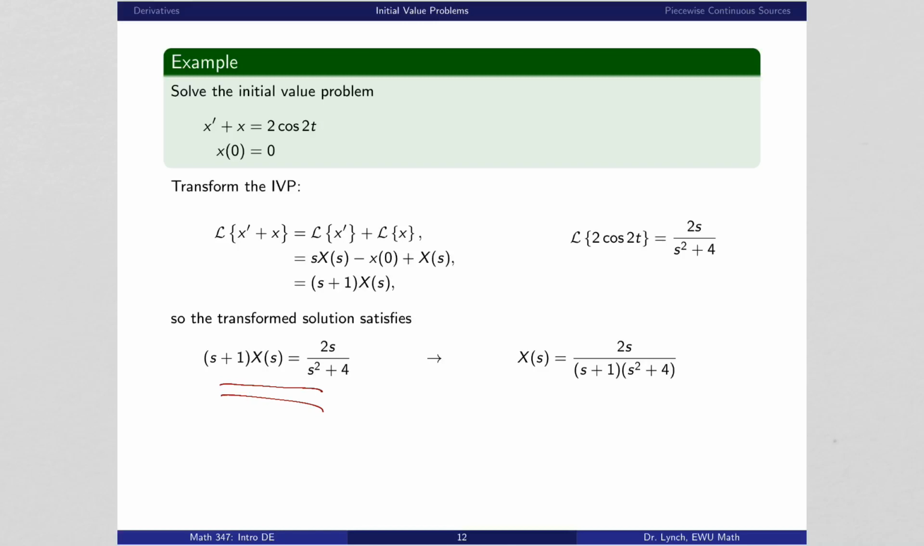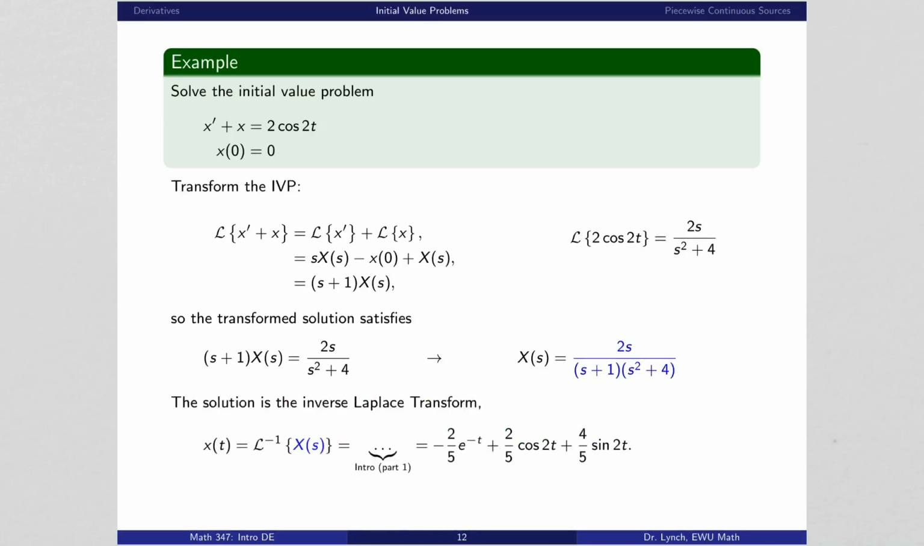Solve that algebraic equation for the transform solution, and we find that the transform solution is 2s over quantity s plus 1 times s squared plus 4. If you're having a deja vu moment again, yes, you're right. We have found the inverse transform of this function too. It requires a partial fraction decomposition, and again, we did that in a previous video, and the solution ends up being this combination of e to the minus t, cosine of 2t, and sine of 2t. Okay, this is the solution of the differential equation.